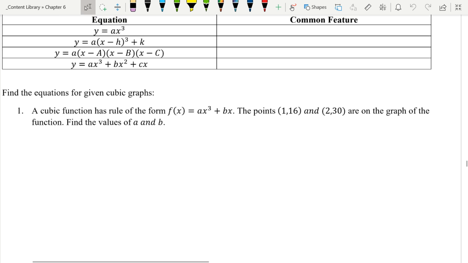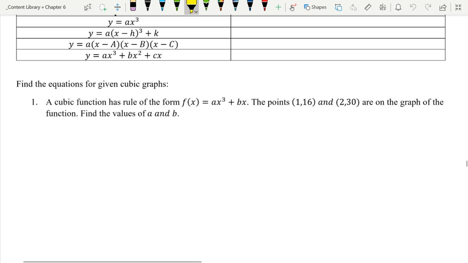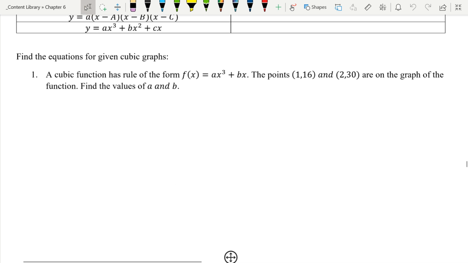So for a cubic, do not worry about the table there. I don't think it's useful, just put it there for you. Okay, find equations for given cubic graphs or equations. A cubic function has rule of the form f(x) equals ax cubed plus bx. The points (1, 16) and (2, 30) are on the graph of the function. Find the values a and b.